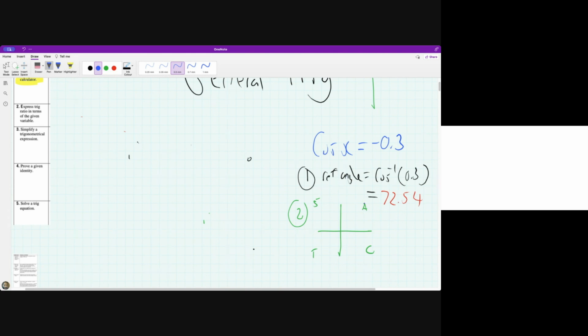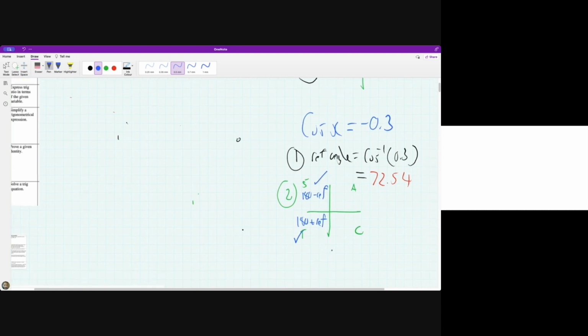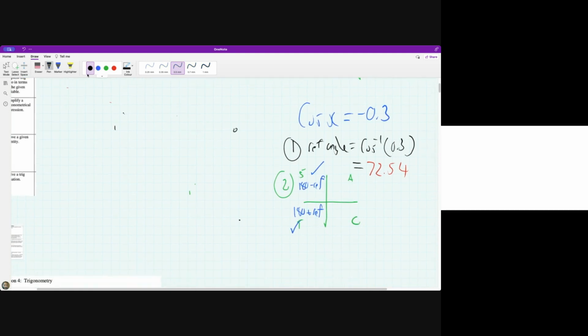Everything's positive here. Cos is positive there. So I must be in quadrants 2 and 3. And in quadrant 2, the answer will always be 180 minus the reference angle. And in quadrant 3, it'll always be 180 plus the reference angle. So now, how do we get our answer?